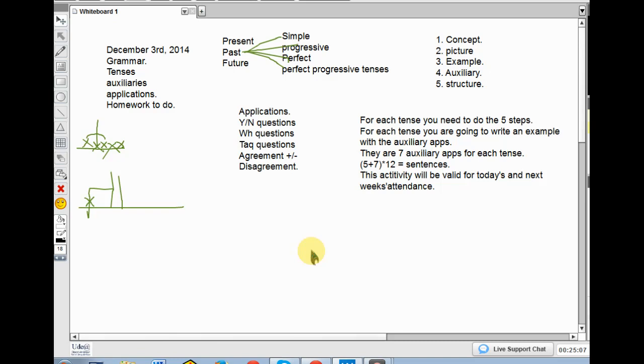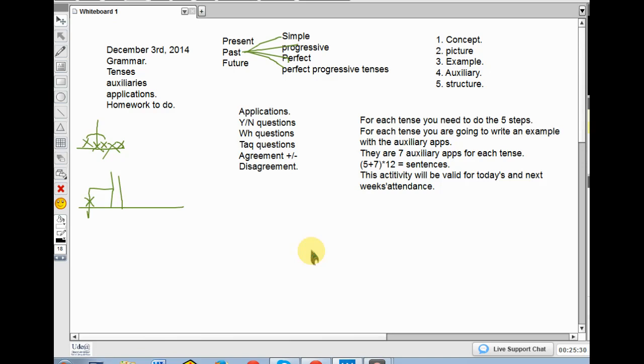So you know they are nearly 150 sentences. So again, I'm going to give you the example with the yes no question, WH question, tag question, agreement positive, and disagreement, so that you can work on it. Yes no question is very simple. It's a question that needs yes or no. Example in present simple: Do you work? Do you study? Do you exercise? So the auxiliary is do. The same is for the past simple: Did you?